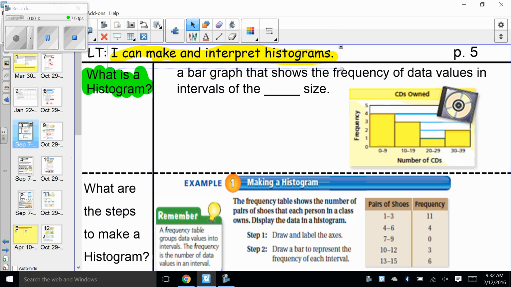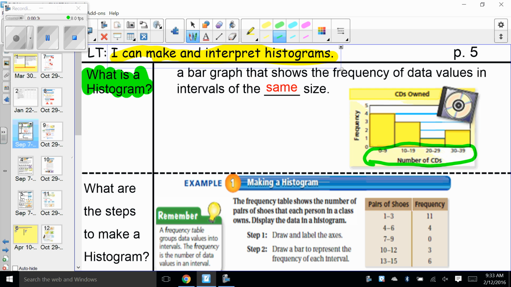A histogram really is like a bar graph that shows the frequency of data values in intervals of the same size. So it's similar to a bar graph, but what's different about them is these little numbers that are down here, which are called intervals. These numbers down here are what make histograms and bar graphs a little bit different. So it is a bar graph, but it has number intervals.